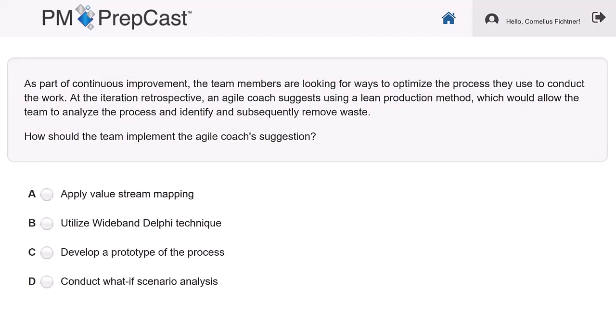At the iteration retrospective, an agile coach suggests using a lean production method, which would allow the team to analyze the process and identify and subsequently remove waste. How should the team implement the agile coach's suggestion? Should they A, apply value stream mapping? Should they B, utilize a wideband Delphi technique? Or is it C, they develop a prototype of the process? Or do they simply D, conduct a what if scenario analysis?